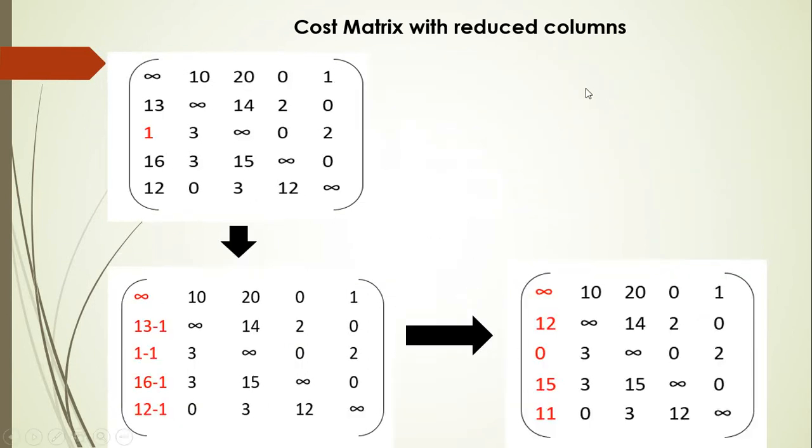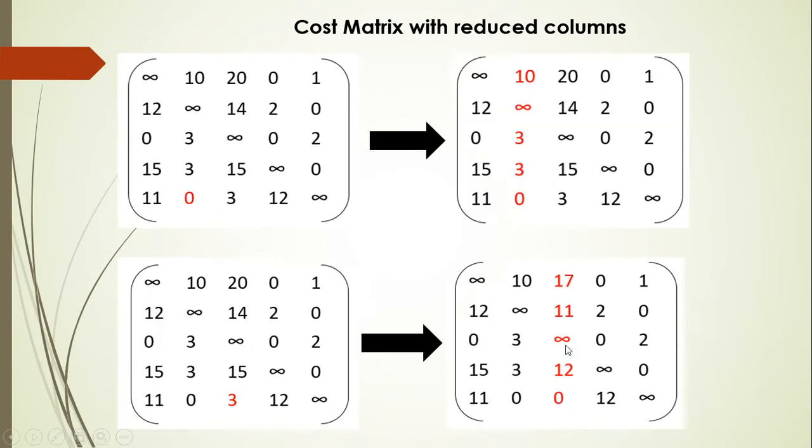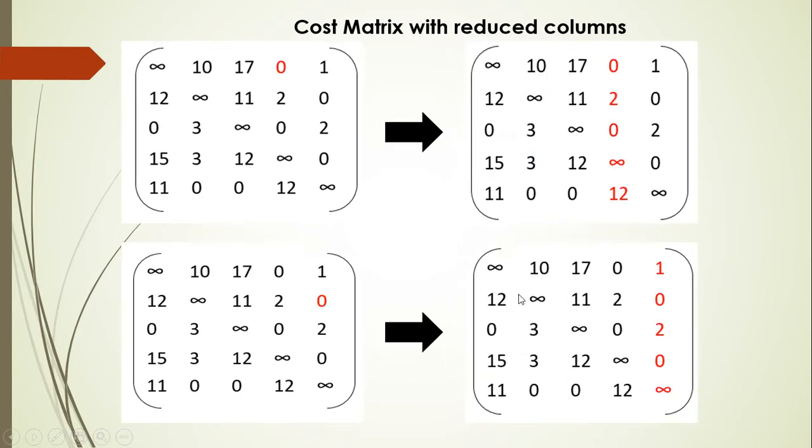Now we will do the same for the reduced columns. So in the first column, the minimum value is 1. So reduce it from the first column, you will get this one. Second column, it's a 0, so there will be no changes. Third column, it's a 3, so reduce 3. Fourth column, it's a 0, again there will be no changes. Fifth column, it's a 0, there will be no changes.